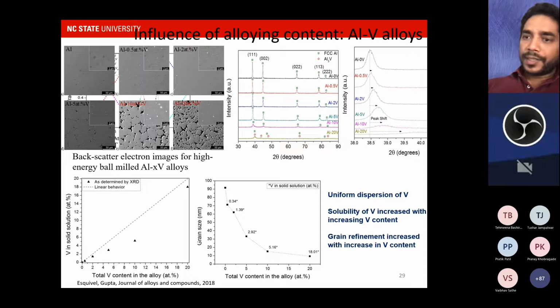Now, if you look at the alloying content, we go from pure aluminum all the way up to aluminum 20 atomic percent alloys, and these are just SEM images. What we see is that if we increase the alloying content, we start seeing a huge increase in the solid solubility of the alloys, and a huge decrease in the grain size. For pure aluminum, the grain size was around 90 nanometers. Here, with 20 atomic percent, we go all the way down to about 18 nanometers. We also have a huge increase in the solid solubility as we increase the alloying content.